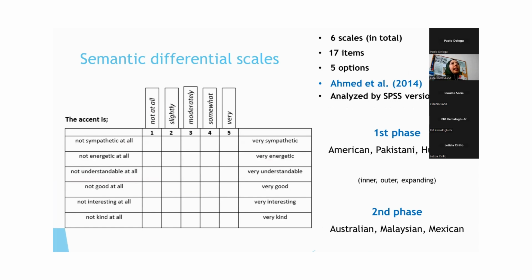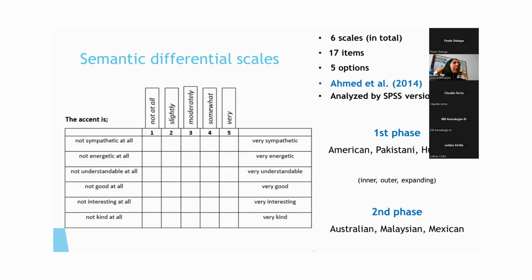Semantic differential scales had 17 items with 5 options. So you can see, for example, this is an example for you to check. They had some options such as not at all, slightly, moderately, somewhat, or very. And they had the items, for example, sympathetic, not at all sympathetic, or very sympathetic, not at all energetic, or very energetic, something like that.